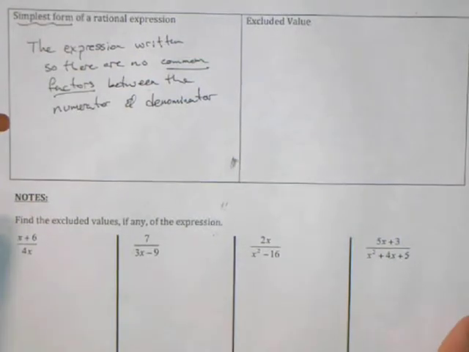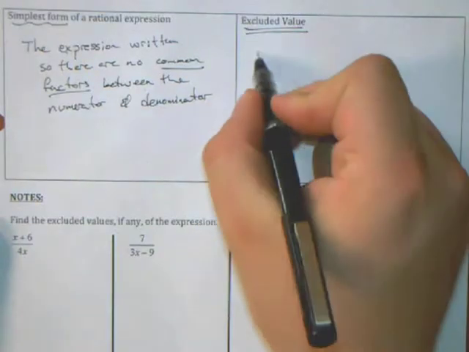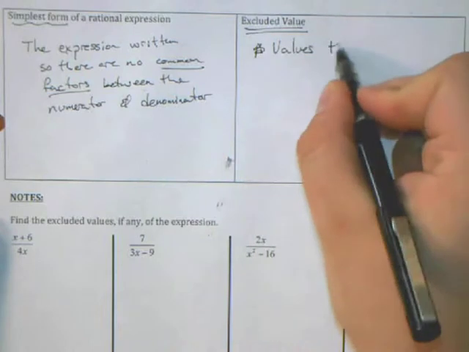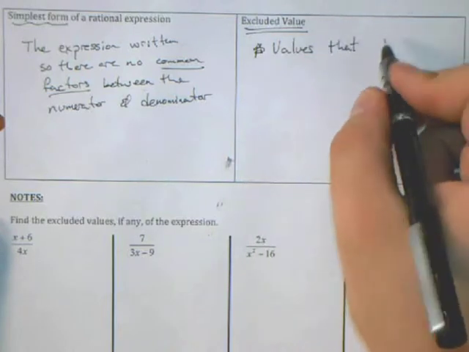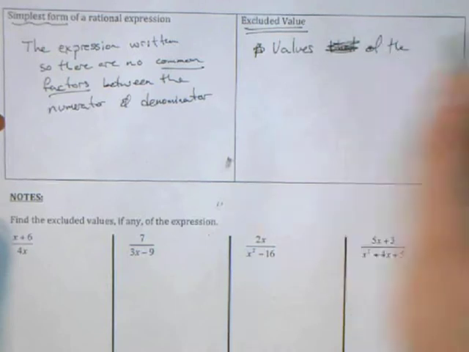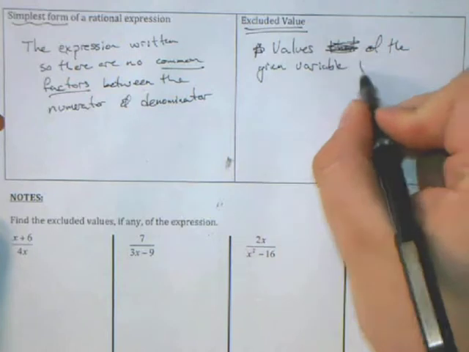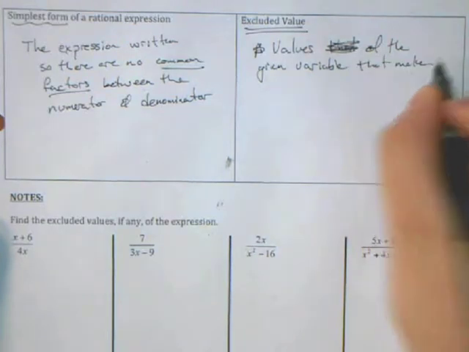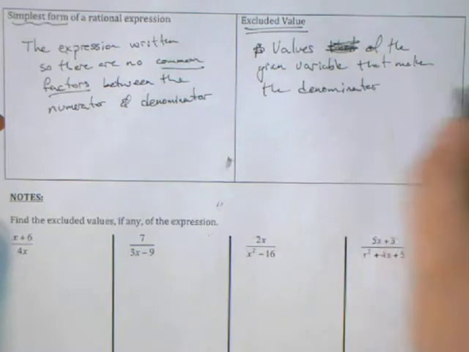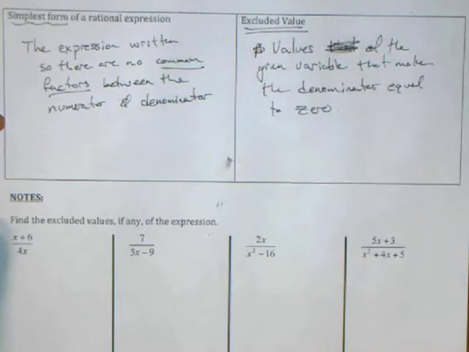We're going to actually start our focus on finding what are called excluded values. Excluded values are values of the given variable that make the denominator equal to 0.